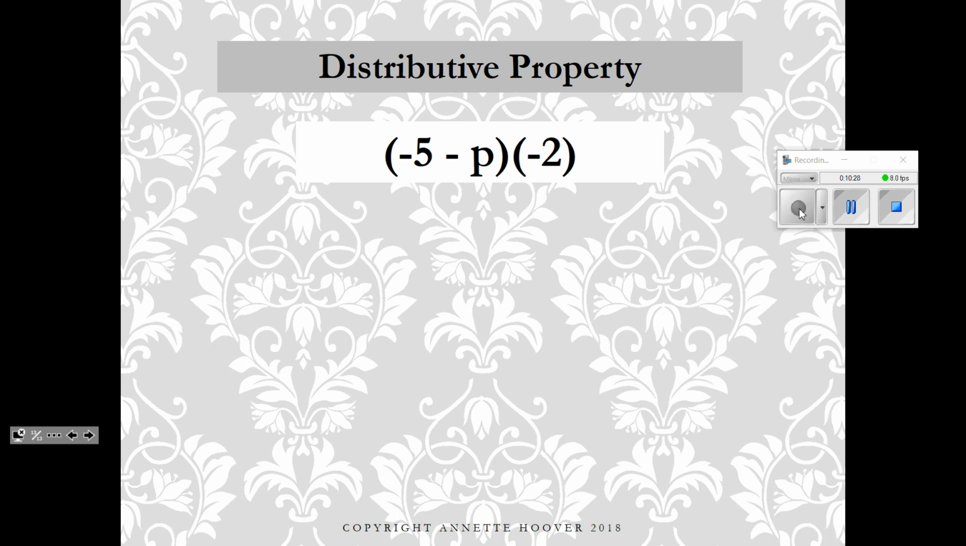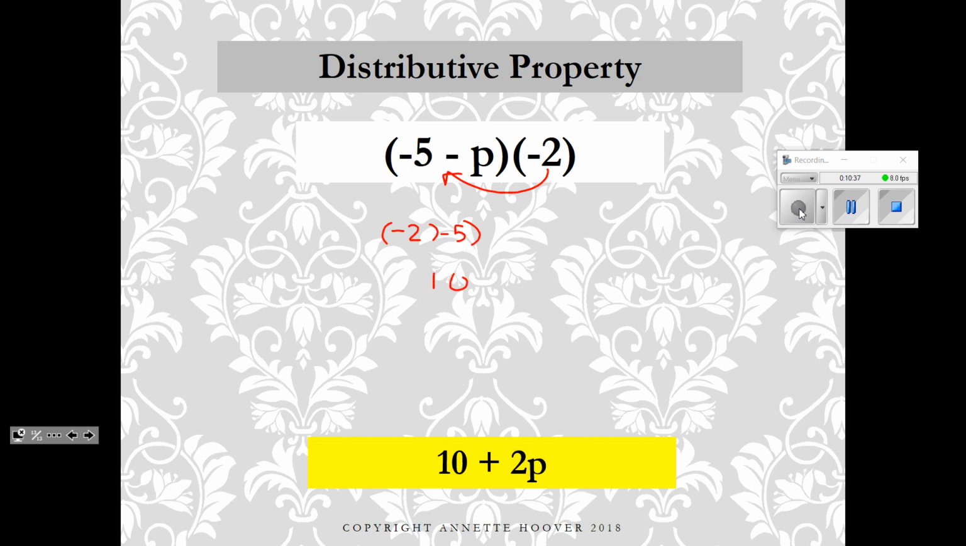The answer is 10 plus 2p. First we had negative 2 times a negative 5, which is a positive 10. Then we had negative 2 times negative p, which is a positive 2p.